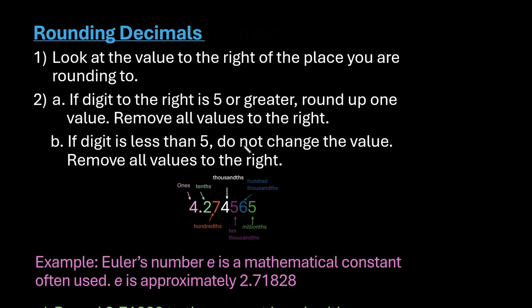If the digit is less than 5, so 0, 1, 2, 3, or 4, then you do not change the value, and you're going to, again, remove all of the values to the right of that value.